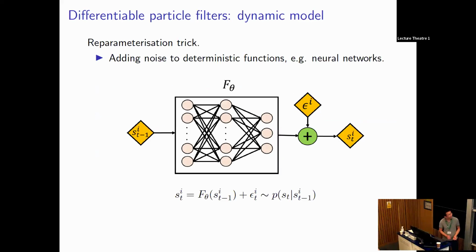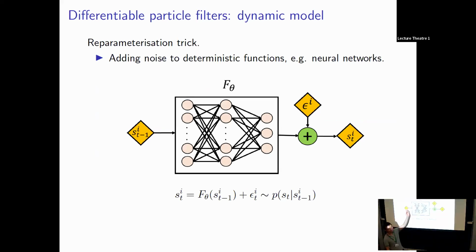So for example, for the dynamic model, some of the initial approaches basically use a standard neural network. The input dimension is the same as the state dimension. You put in the particle, so assume an ice particle at time t-1, as the input to your neural network, and the output has the same dimension, and then you can add some additive Gaussian noise to form your particle as the output of the dynamic model.